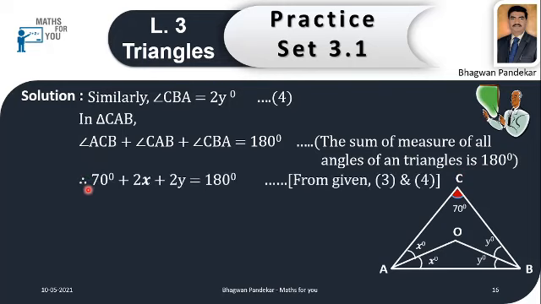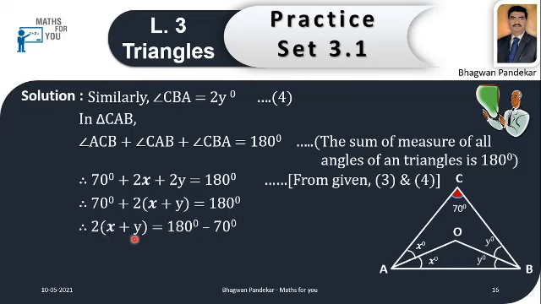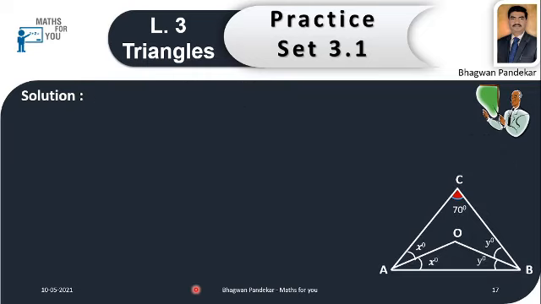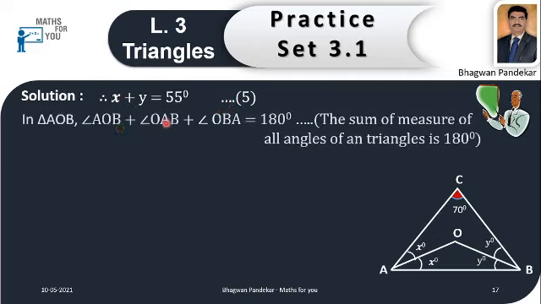Therefore, putting these values, 70 degree plus 2x plus 2y is equal to 180 degree from given, 3 and 4. Therefore, 70 degree plus 2 in bracket x plus y is equal to 180 degree. So therefore, 2 in bracket x plus y is equal to 180 degree minus 70 degree. So therefore, 2 in bracket x plus y is equal to 110 degree. So therefore, x plus y is equal to 110 divided by 2. Simplify it and we get the value. Therefore, x plus y is equal to 55 degree. This is your equation number 5.